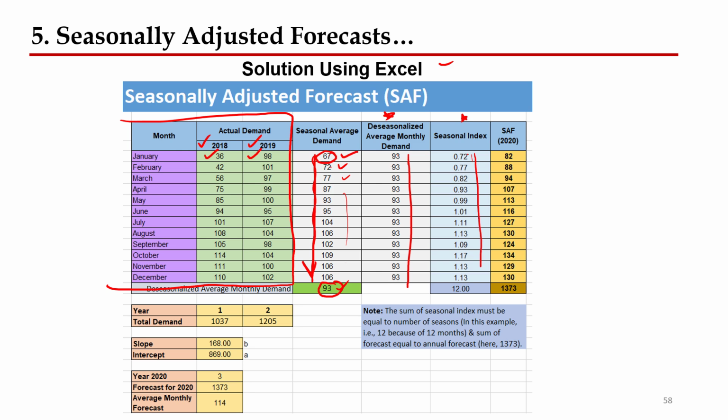A seasonal index less than 1 indicates that in that particular month the demand was below the average. A seasonal index greater than 1 indicates the demand was above the average demand.